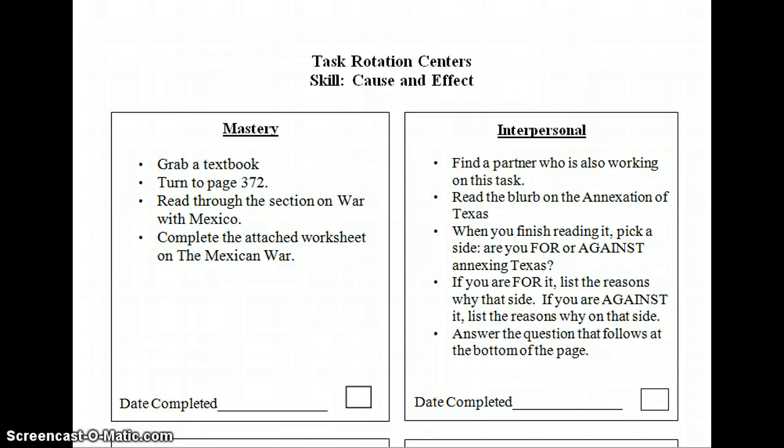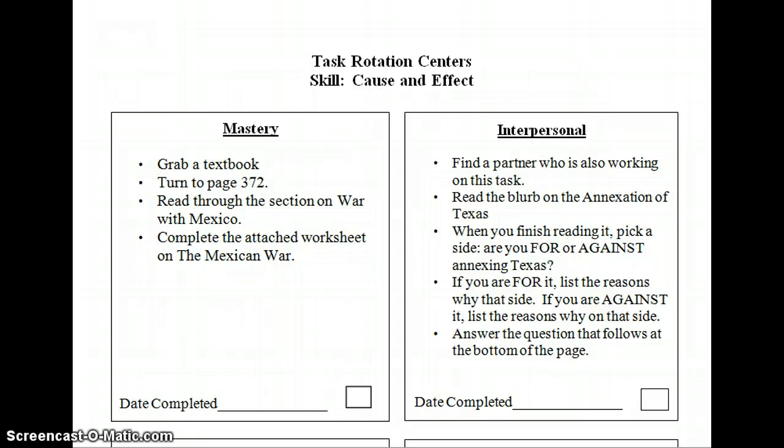Now, for the mastery task rotation, what you can do is go underneath your desk, grab the textbook and turn to page 372. You're going to read carefully the war with Mexico. When you're done reading that section, you're going to complete the attached worksheet pertaining to this topic. Next is interpersonal.